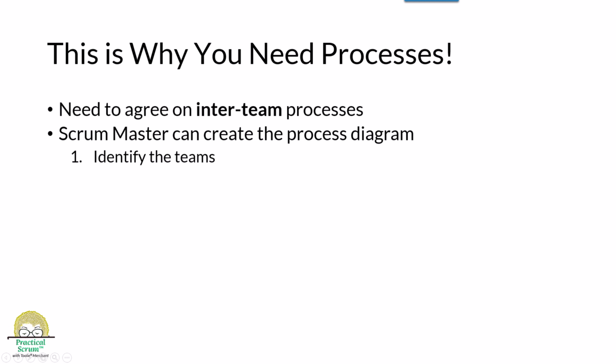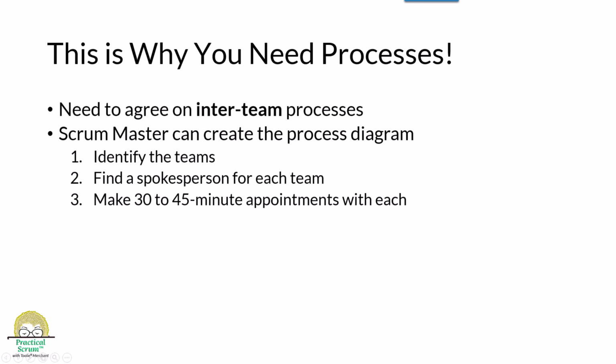Number 1, identify the teams that directly affect or contribute to your team's product. Number 2, ask or research who would be a good spokesperson for that team. Talk to the engineering manager, the product owner, your dev team leads, etc. Check the org chart in your email client if necessary. 3, make a 30 to 45-minute Zoom appointment with each spokesperson.